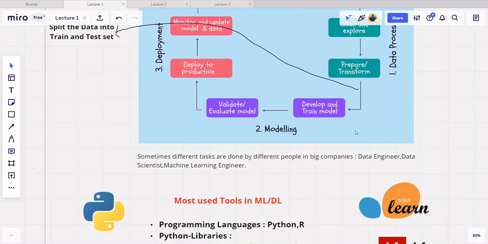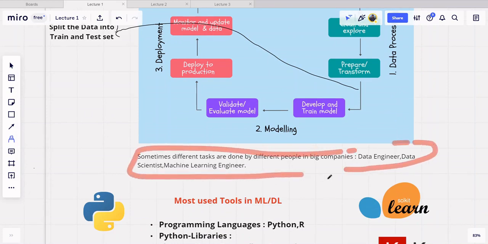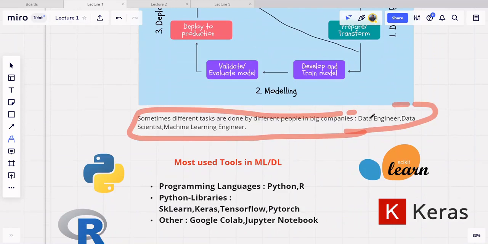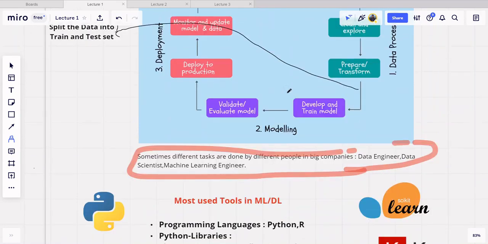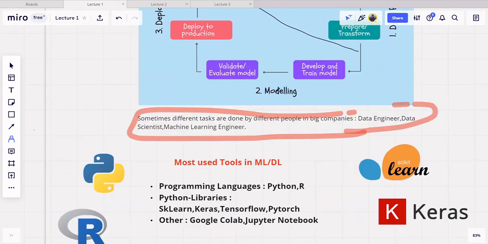Let me highlight it here. For data collection and data processing, we often have someone called a data engineer. And in order to train the model, perform data analysis and evaluate the model, we have someone called a data scientist. So the data engineer collects the data and does data processing, whereas a data scientist trains the model and evaluates the model.